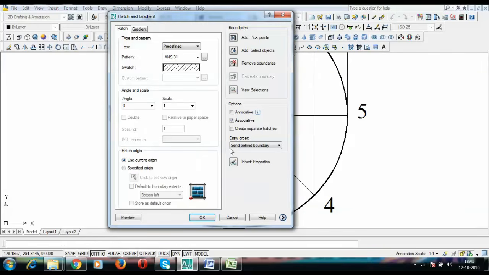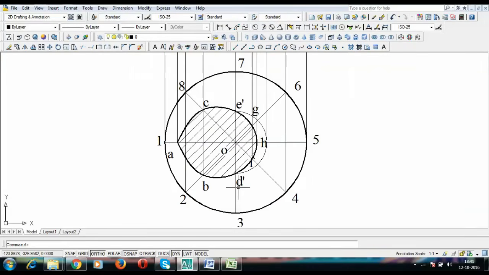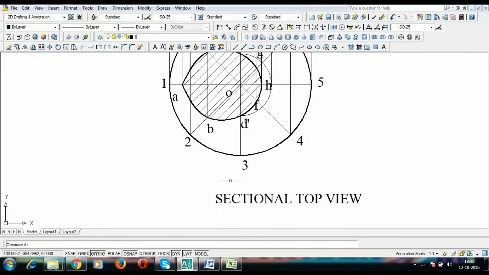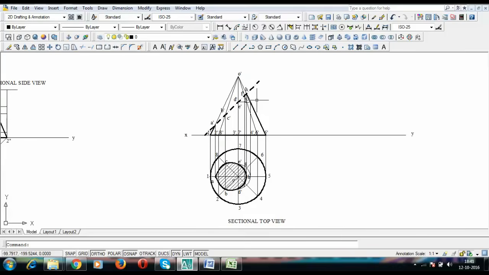That's it. Hatching done. Alright, so this is, guys, what you call the sectional top view. I'm going to write here sectional top view. This is what you call the front view, simply front view.